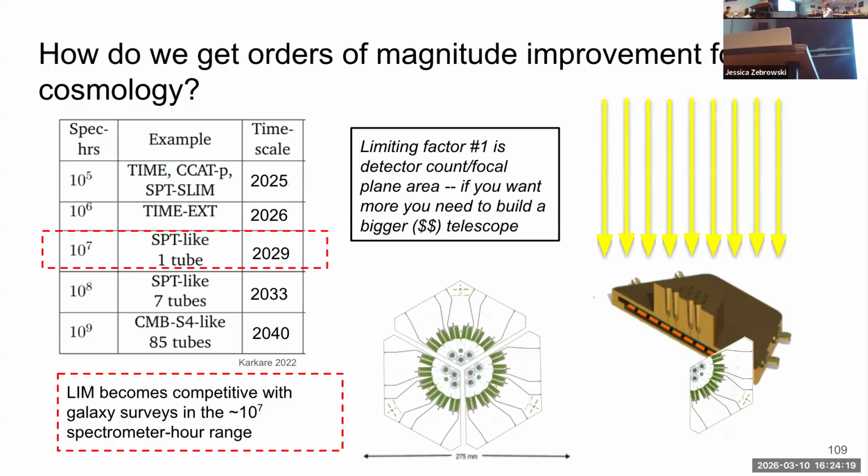The first limiting factor is detector count per focal plane area. This is the spectrometers part of spectrometers out, where you can pack more spectrometers in. If you want more detectors per focal plane area, you either need to build a bigger telescope, which is obviously super expensive, or get more clever about the way that you're packing your detectors into your current telescope.